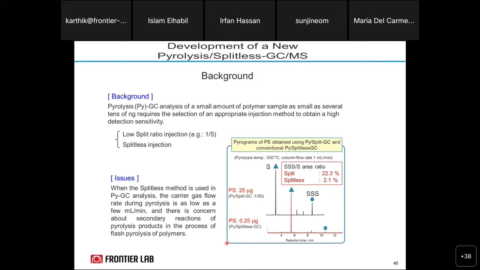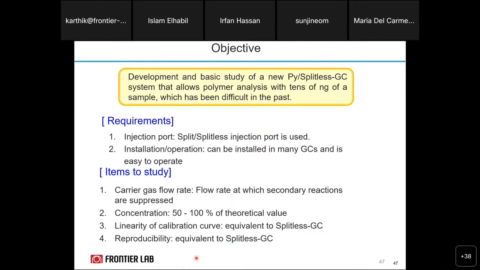So the answer is we cannot use standard splitless injection for nanogram level microplastic analysis. So then how do we address this, or how do we go about it? That's the question that we have. Our objective is to have a technique that will allow us to do the nanogram microplastic analysis, but at the same time use our standard injection port with splitless injection. And this should be compatible with all types of GC and easy to operate.